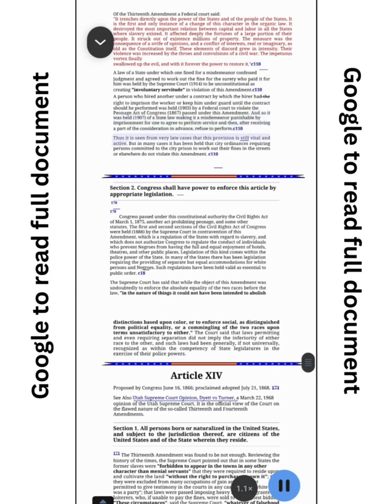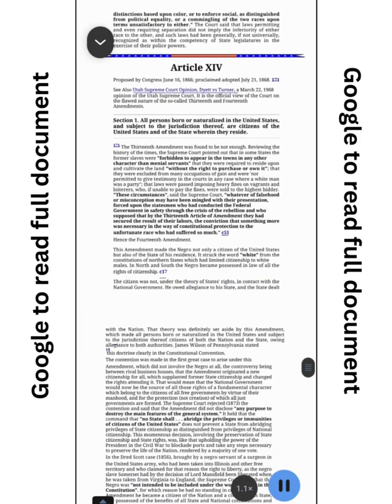Thus it is seen from very late cases that this provision is still vital and active. But in many cases it has been held that city ordinances requiring persons committed to the city prison to work out their fines in the streets or elsewhere do not violate this amendment. See 110. Section 2. Congress shall have power to enforce this article by appropriate legislation. Proposed by Congress June 16, 1866. Proclaimed adopted July 21, 1868.